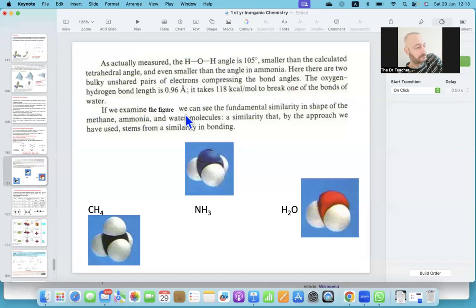If we examine the figure, we can see the fundamental similarity in shape of the methane, ammonia, and water molecule, a similarity that by the approach we have used stems from the similarity in bonding. So we are comparing the CH4 single bonds, NH3 single bonds, OH2 single bonds. But the difference here is without lone pairs, with one lone pair, two lone pairs. Okay, we can write this down.